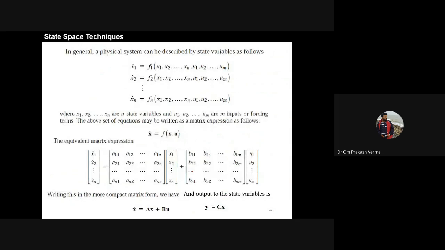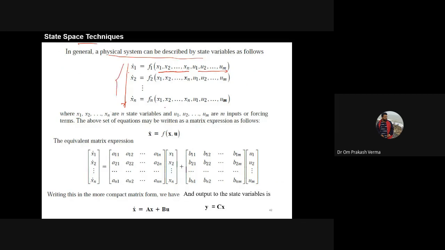So now when we generalize the state space equation, x1 dot t is equal to f1 of x1, x2, up to xn and u1, u2, up to um. These are the functions f1, f2, up to fn. So any physical system can be represented by the state space equation.